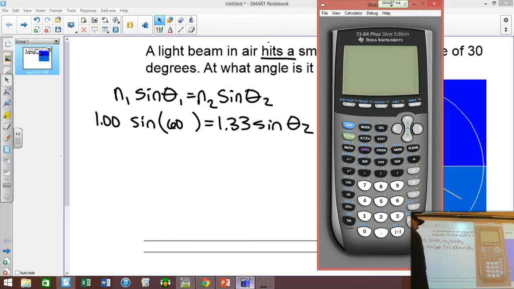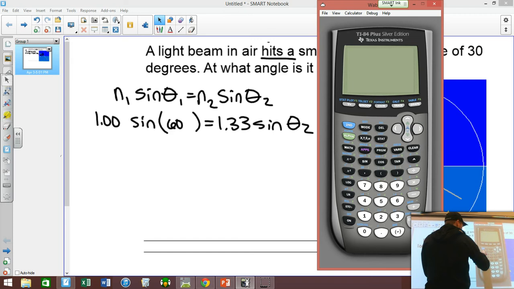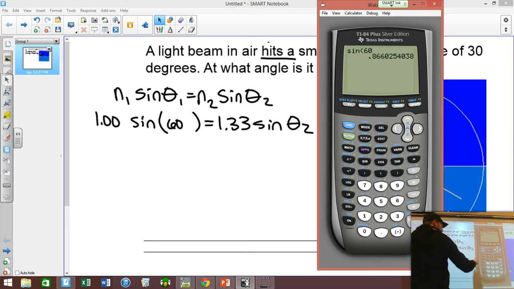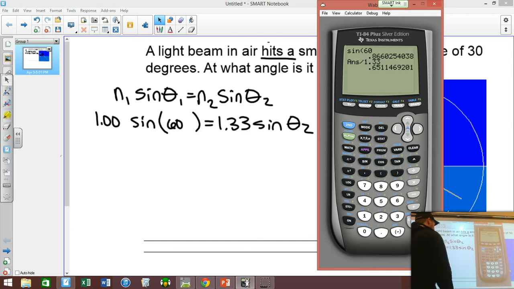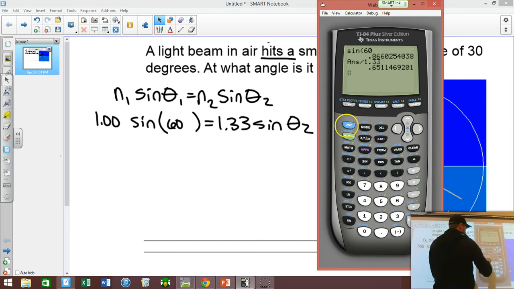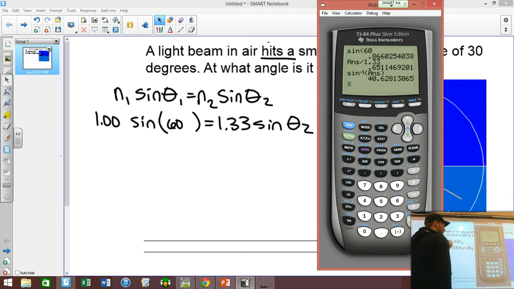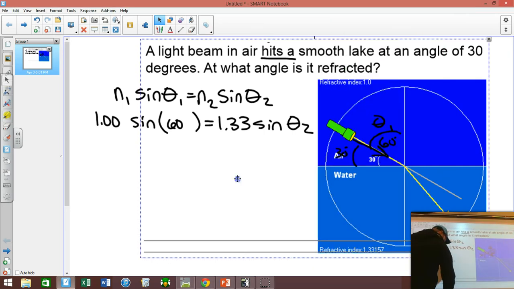So, pull out my calculator, and we'll take 1 times the sine of 60. I want to make sure that I'm in the degree mode, and I am. So, the sine of 60. And I'm going to divide by 1.33. And then I'm going to take the inverse sine of that. And I get 40.6, or 40 degrees.